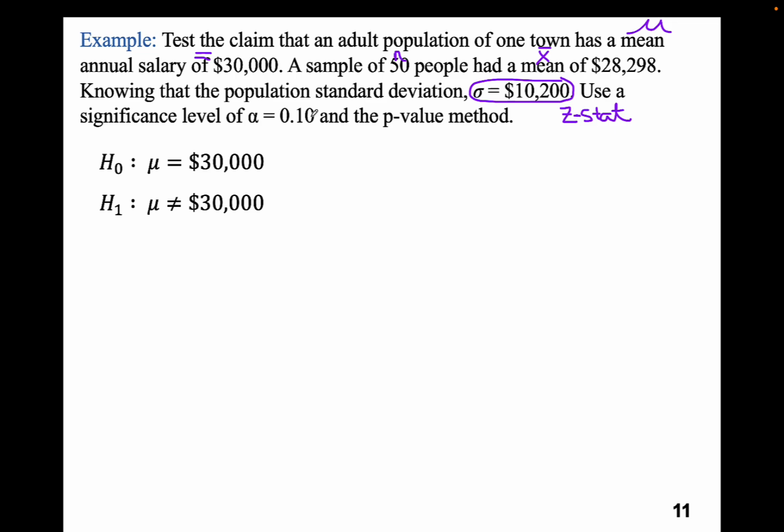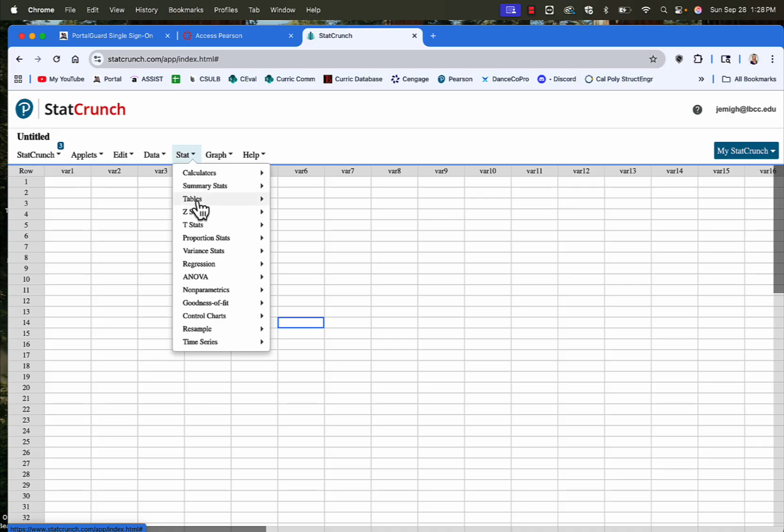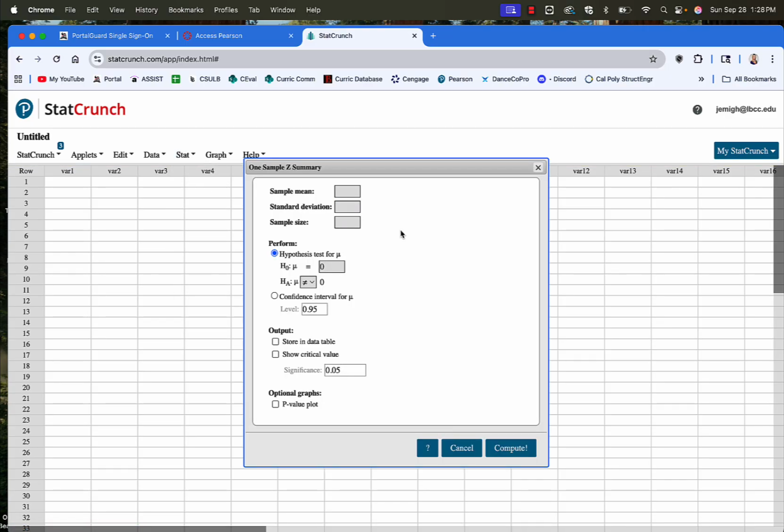We need to run StatCrunch now. All right, we'll find that program here. One sample with summary. The sample mean was 28,298. The sample standard deviation was $10,200. The mean came from a sample size of 50. We're testing their claim about $30,000 being the annual salary.